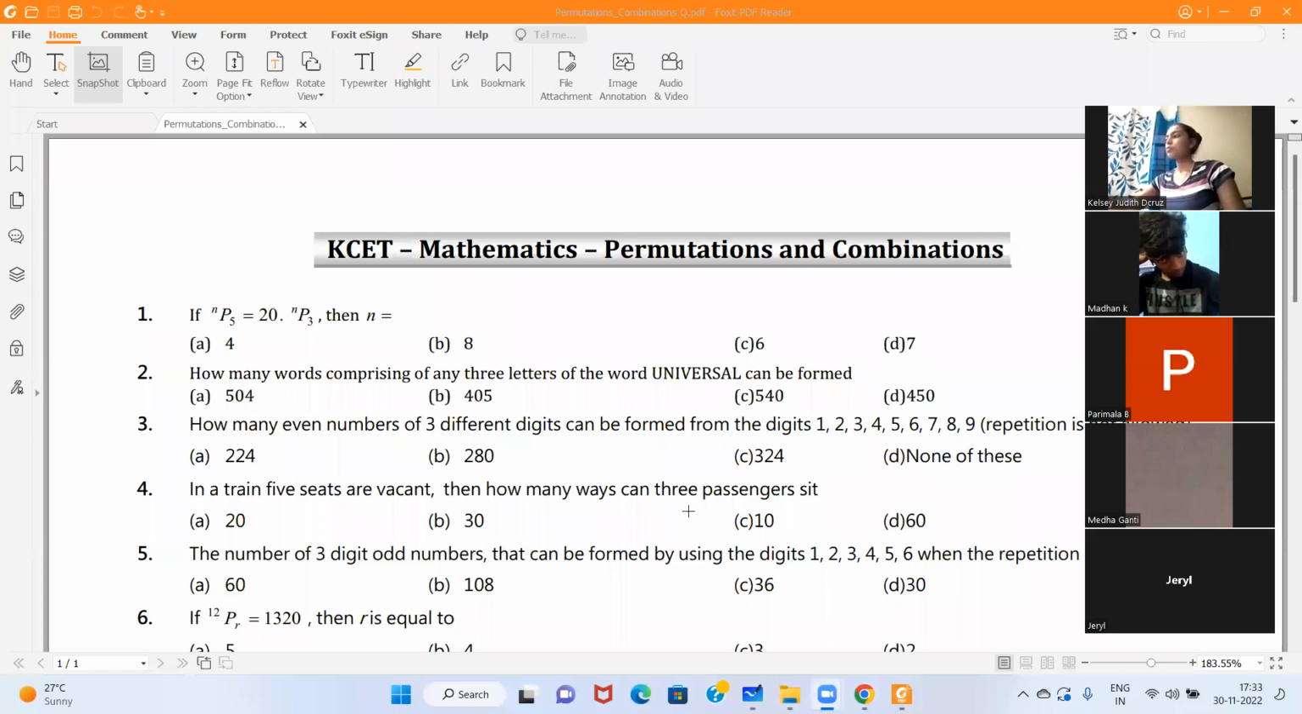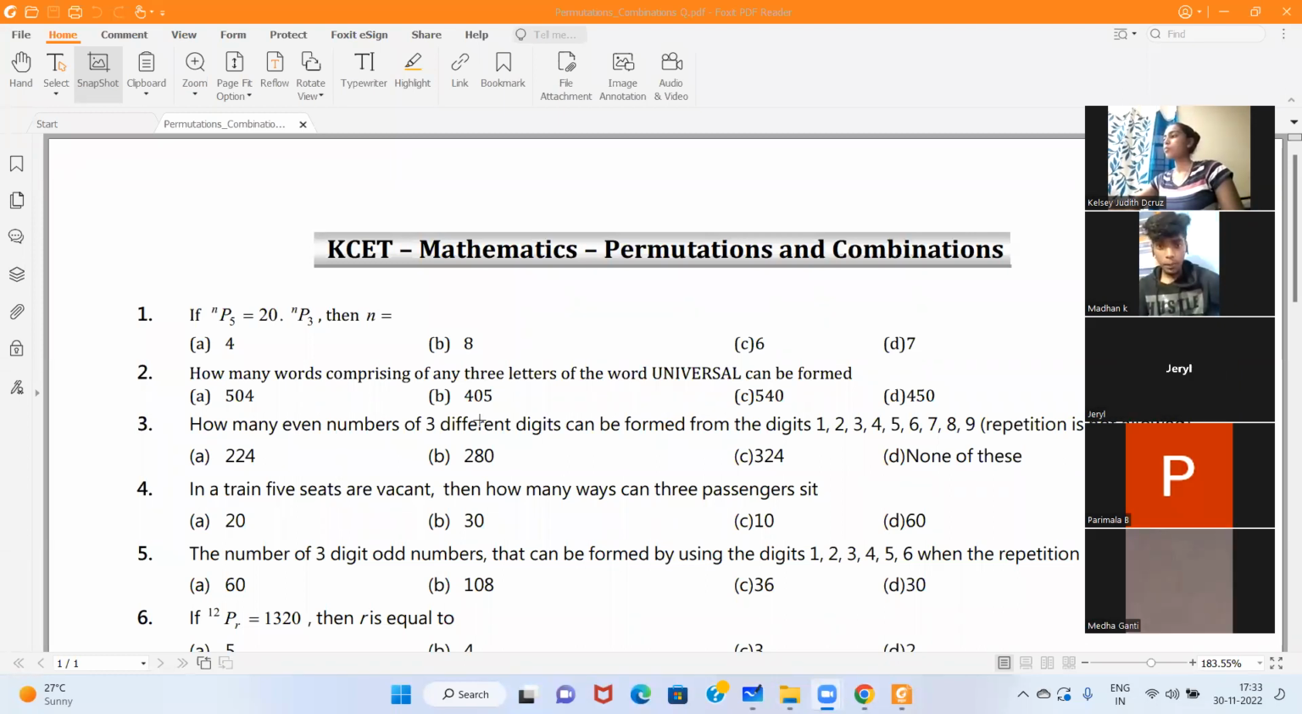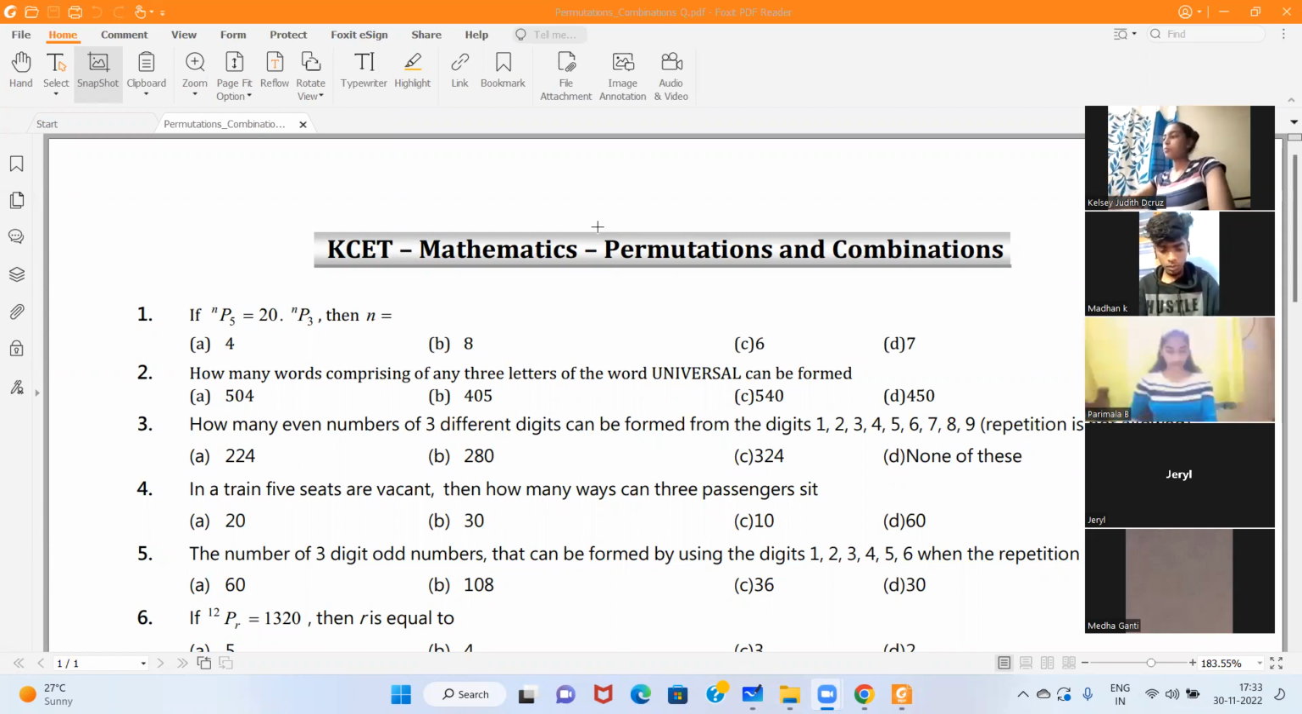All right, welcome to the CET mathematics class. So we are going to continue with what we have discussed yesterday. We have discussed permutations and combinations. Can anybody tell me what all did we learn yesterday?